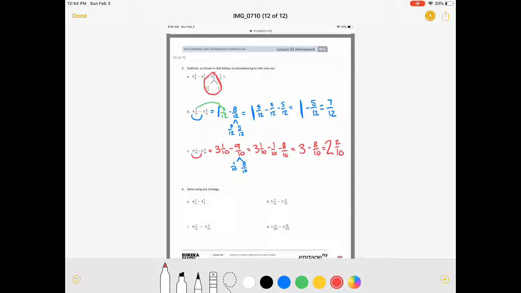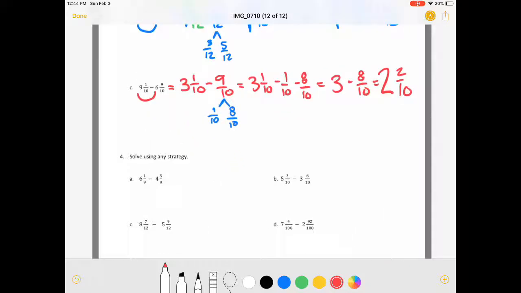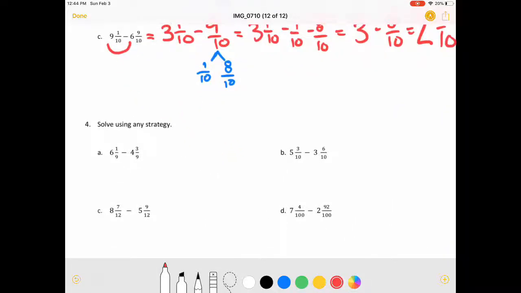Alright, let's move on to the last part. I'm going to cross out 2 of these. You don't need to do anything with ninths or hundredths. So let's look at B. 5 and 3/10 minus 3 and 6/10.